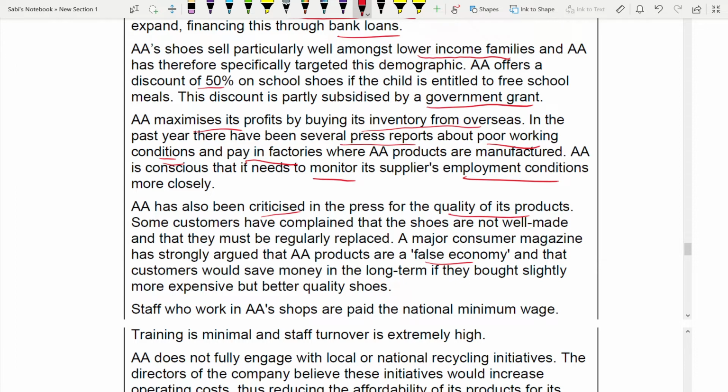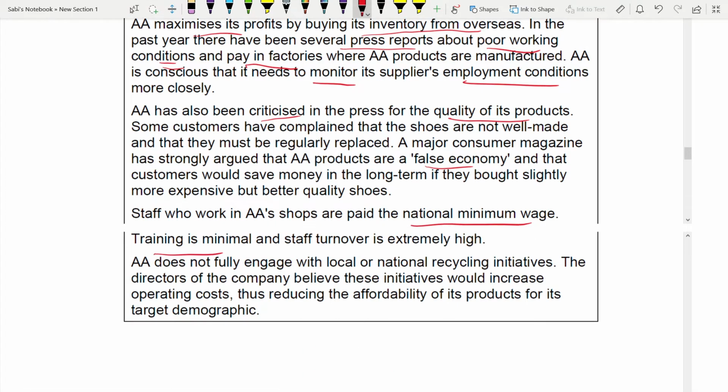Even the staff who work there are paid the national minimum wage. Training is very minimal and staff turnover is extremely high. So this is a negative thing, okay? These are negative things they're talking about. They also do not engage with local or national recycling.